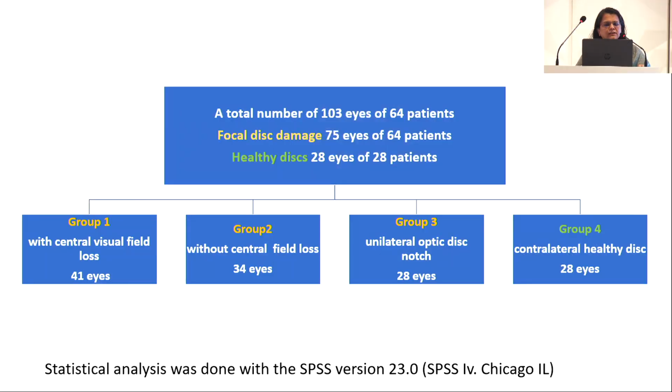We had a total of 103 eyes of 64 patients, out of which 75 had focal disc damage. We divided them into four groups. In Group 1, patients who had focal disc damage with central visual field loss were compared with those without the central visual field loss. In the second comparison, groups 3 and 4, the group 3 patients who had unilateral disc notch and contralateral healthy disc were compared against each other.